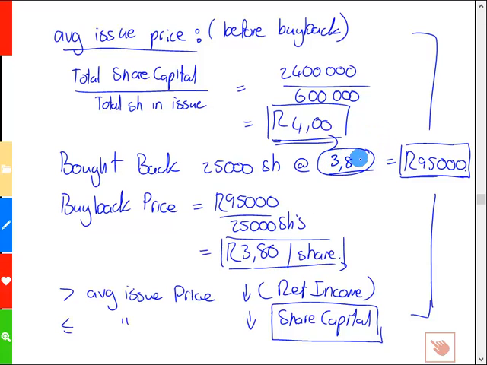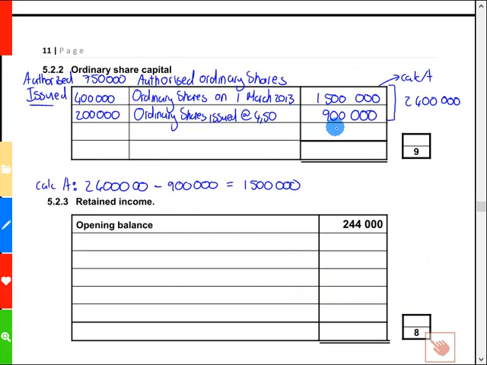So this was 3 Rand 80, and in this case, everything is coming from share capital. That means we can take the whole 95,000 and subtract it from our share capital. And we fill in our details here. The number of shares repurchased is 25,000. We put that in brackets to indicate that it's a negative, and that is ordinary shares bought back.